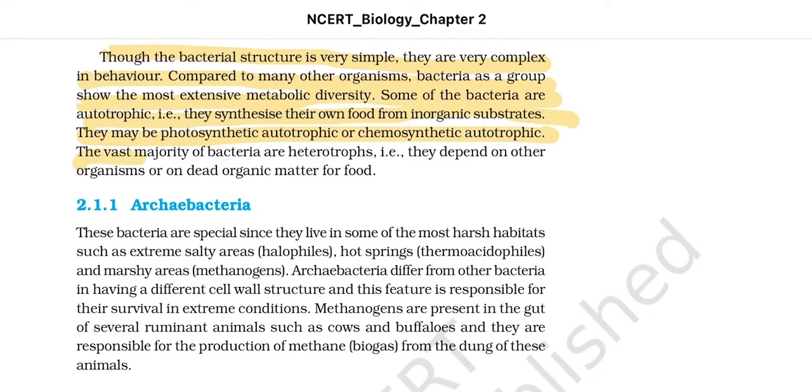The vast majority of bacteria are heterotrophs. For instance, they depend on other organisms or on dead organic matter for food.